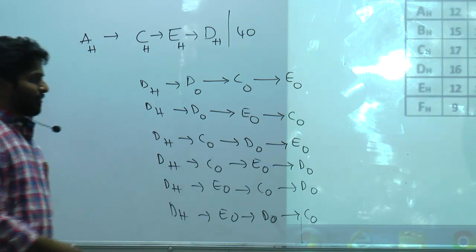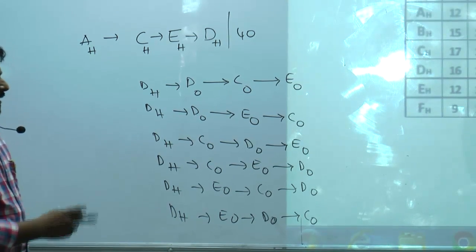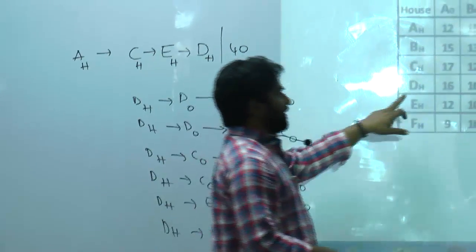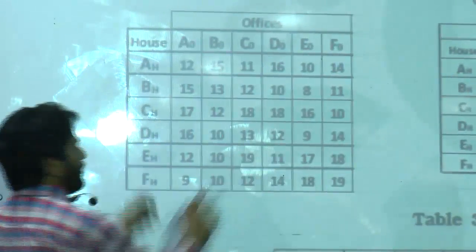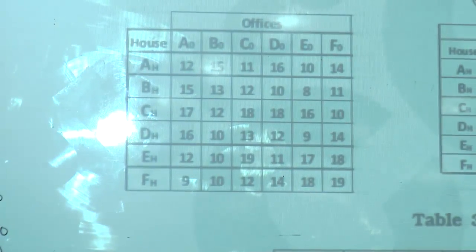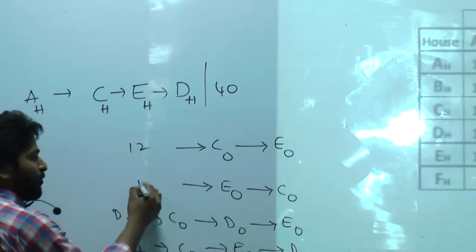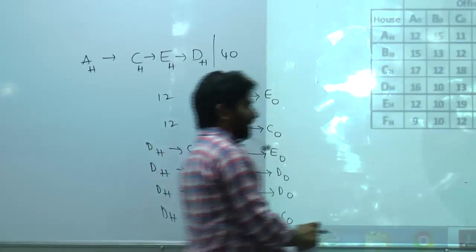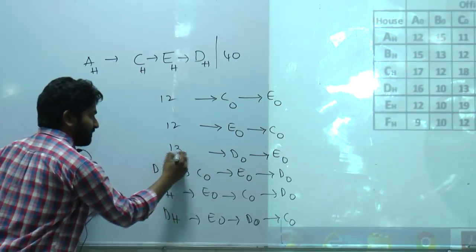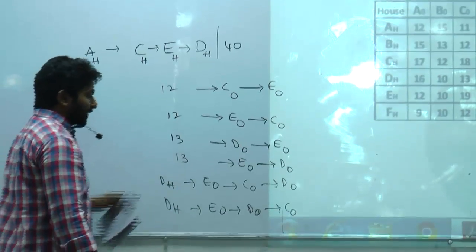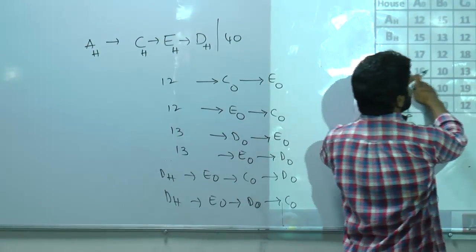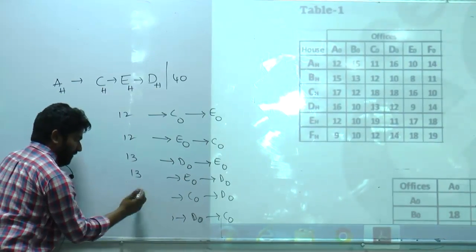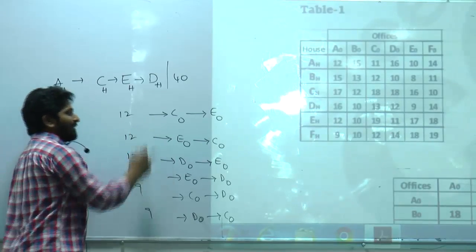Where are we? D house. This is house to office. D house to D office, how much? 12. D house to C office, 13. D house to E office, 9. Now let me fill this gap.